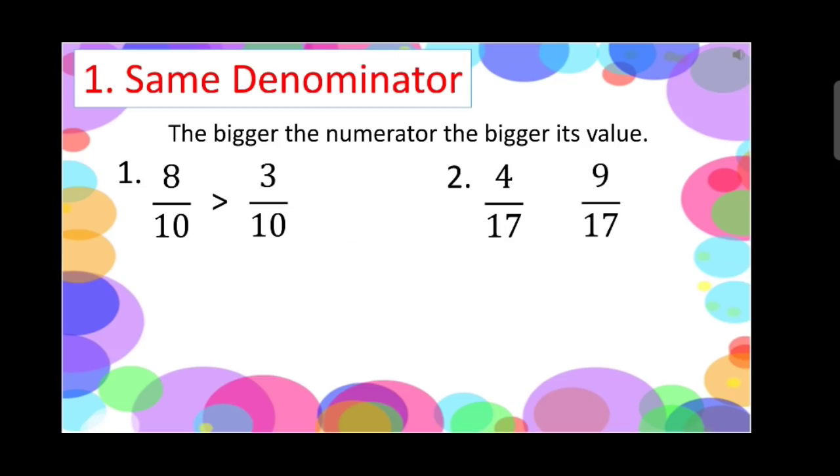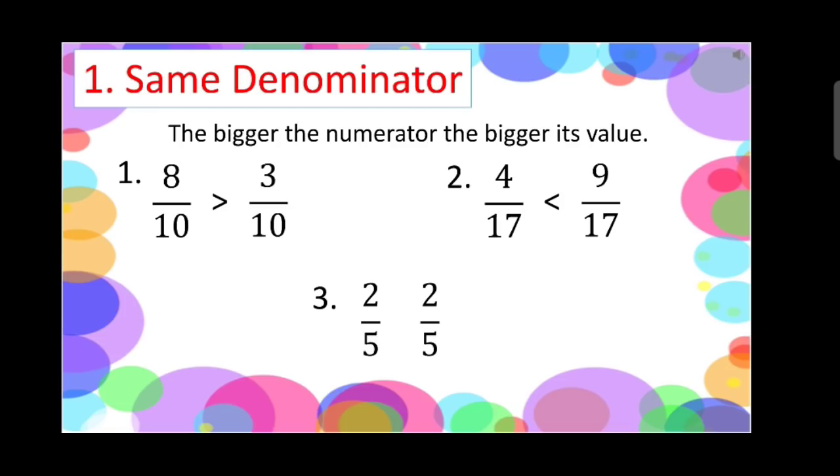Another example. We have 4/17, then 9/17. So, same na naman sila ng denominator. So, titingnan na natin yung numerator. Kung sino yung malaki na numerator, siya yung malaki yung value. So, alam naman natin, si 9 ay mas malaki kay 4. So, therefore, 4/17 is less than 9/17. Kasi mas mababa po yung value ni 4/17 kaysa kay 9/17.